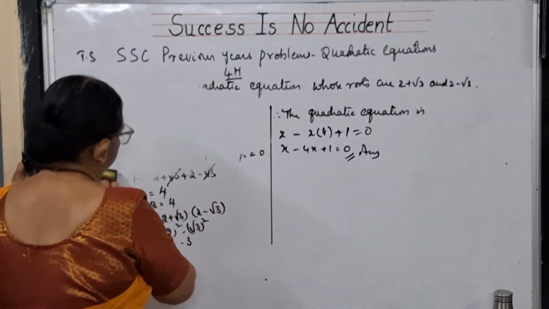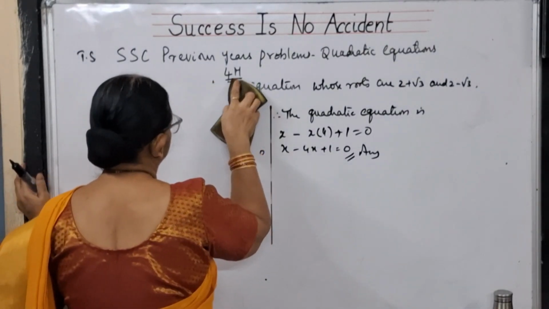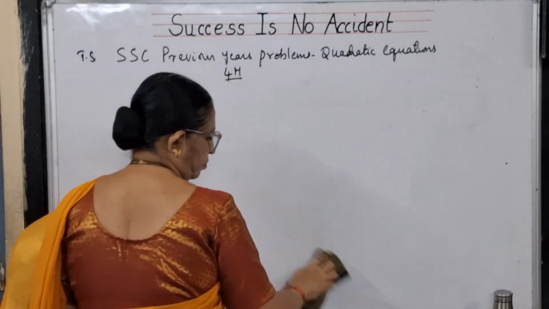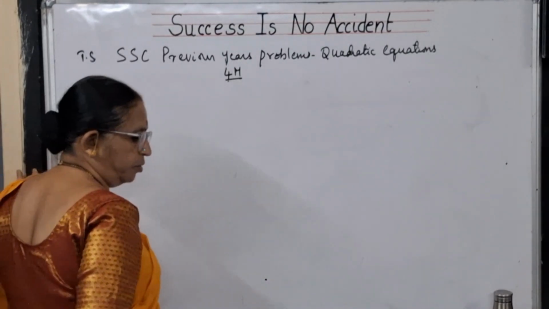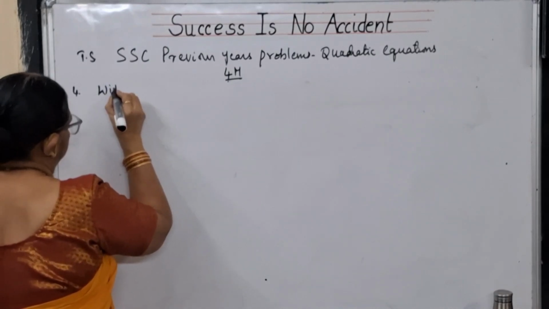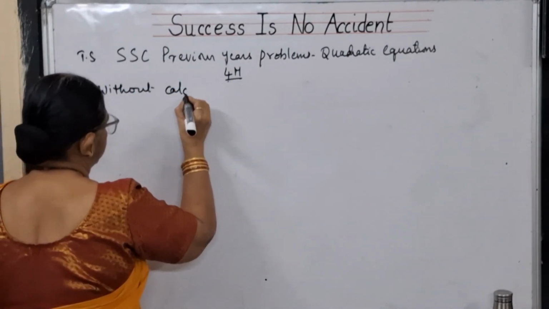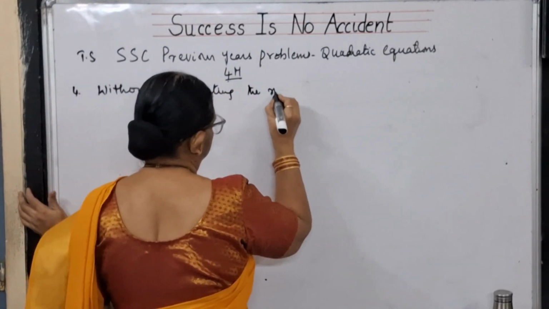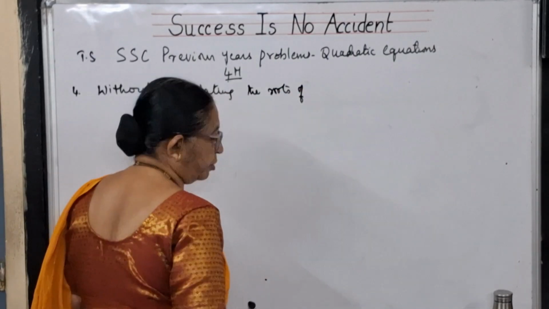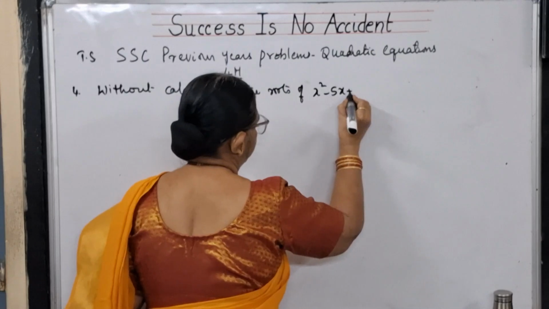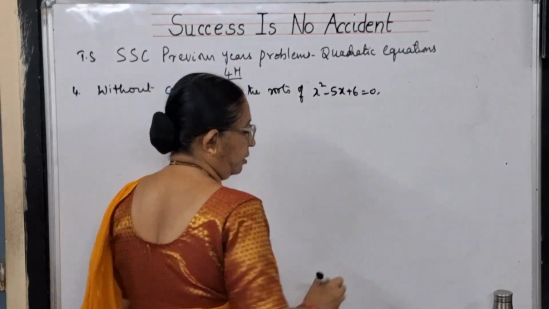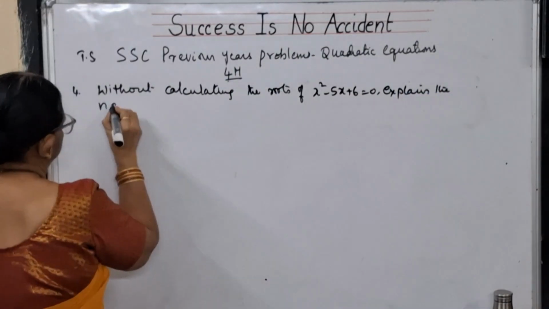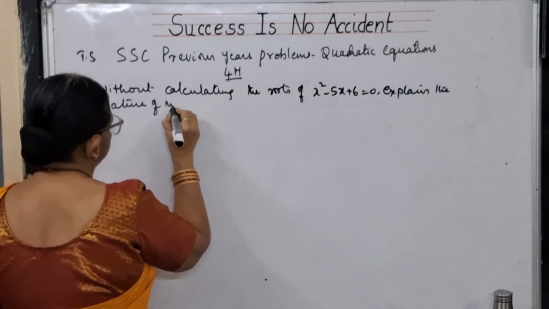Now we will see the fourth question. Without calculating the roots of x square minus 5x plus 6 is equal to 0, explain the nature of the roots.